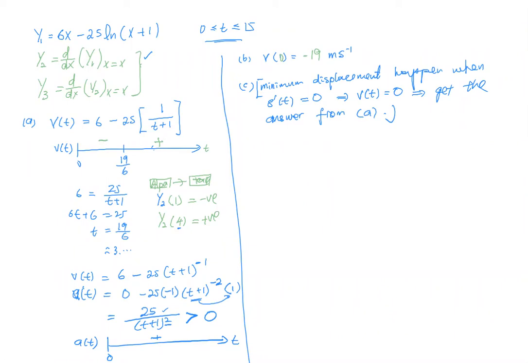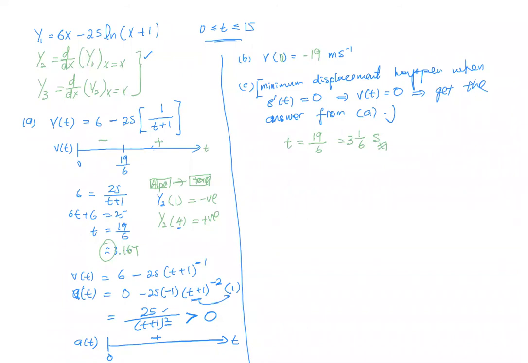So what is the exact time? T equal to 19/6. That is 3 and 1/6 second. This is the exact value. If you put 3.1667, this is an approximate value. You get me? Be very careful.